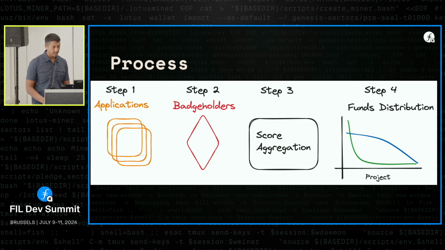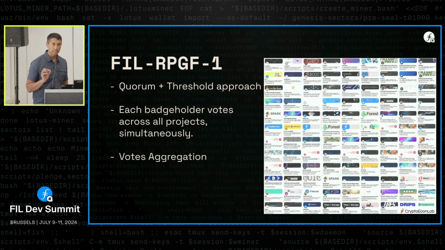So that being said, just a quick little bit more detail into Filecoin's process, Filecoin 1's process. The way it worked for badge holders in Filecoin 1 is an approach that's called quorum and threshold, and we've discussed these parameters. But just as a quick overview, the badge holders were presented a view of all of the projects, and they were supposed to take in all of this information simultaneously and make a decision on how much to vote for each project. And then, these votes were aggregated.